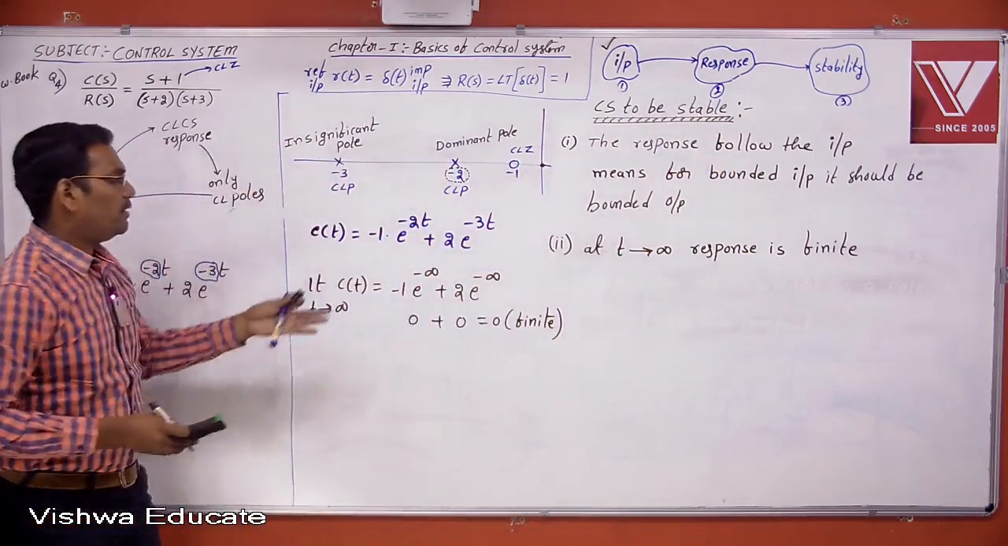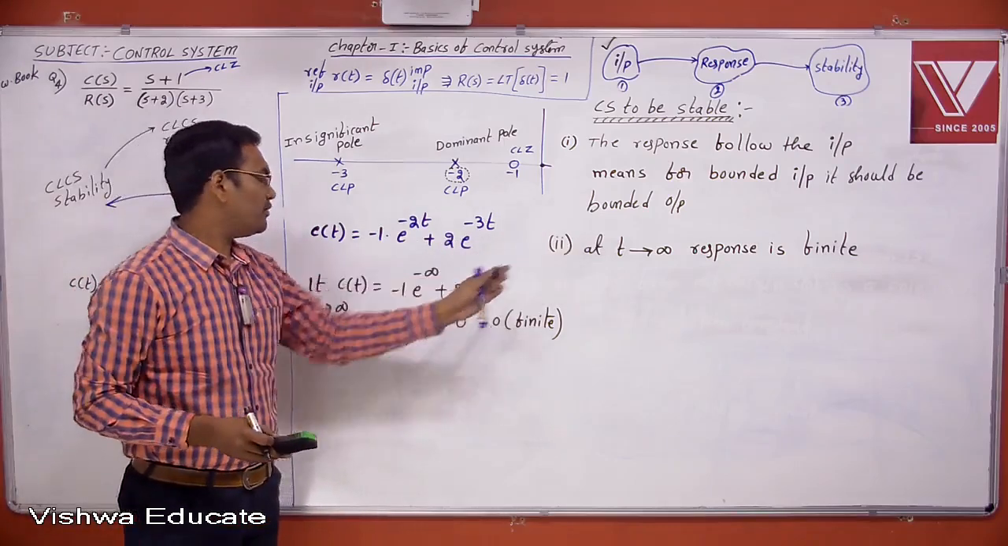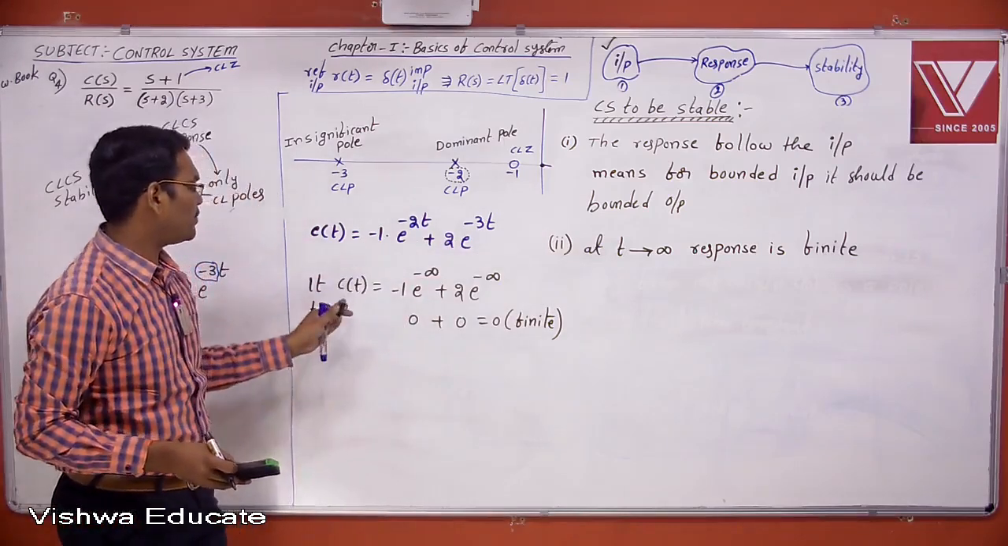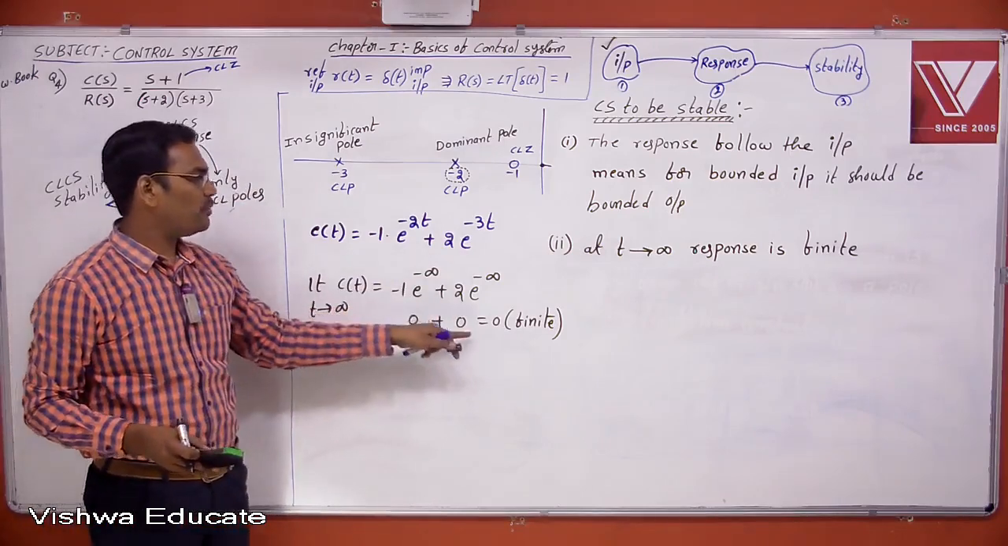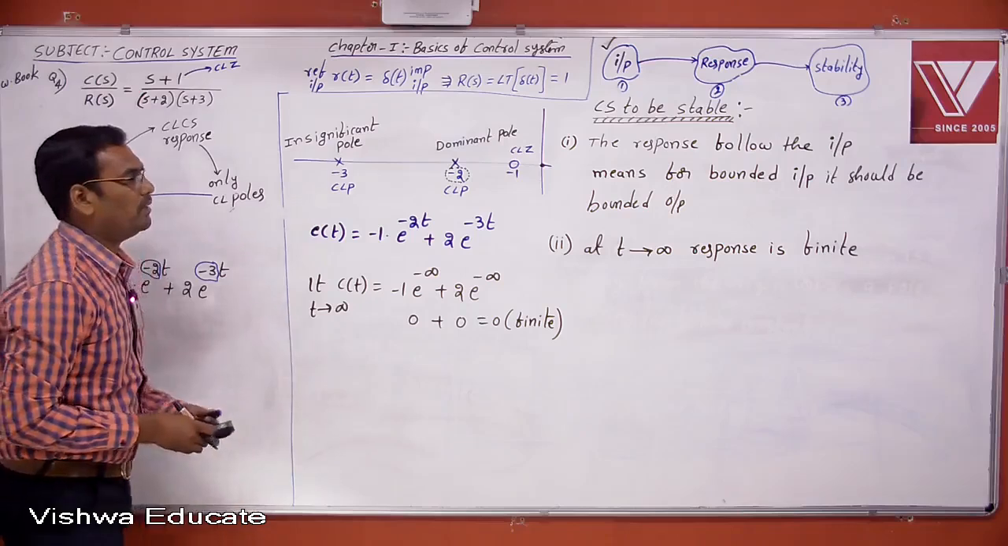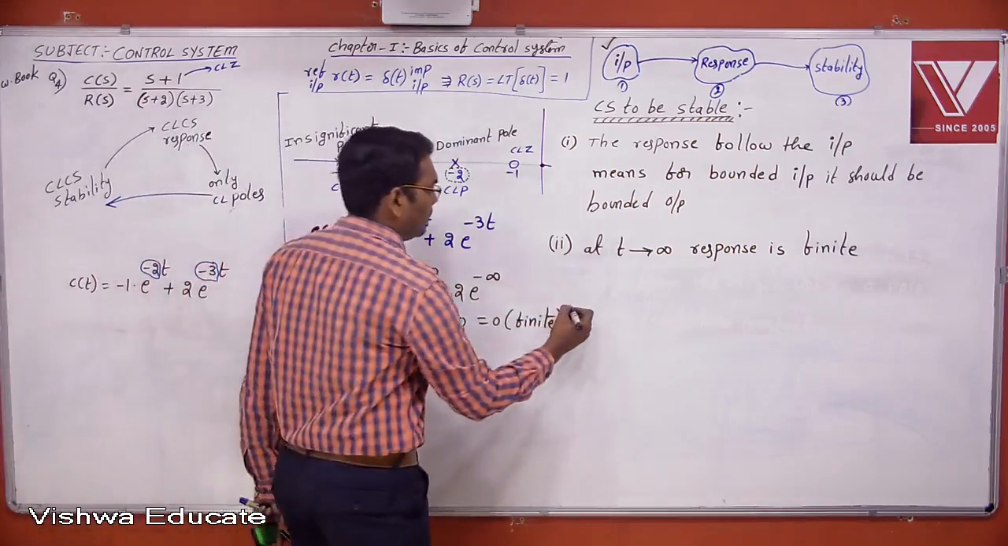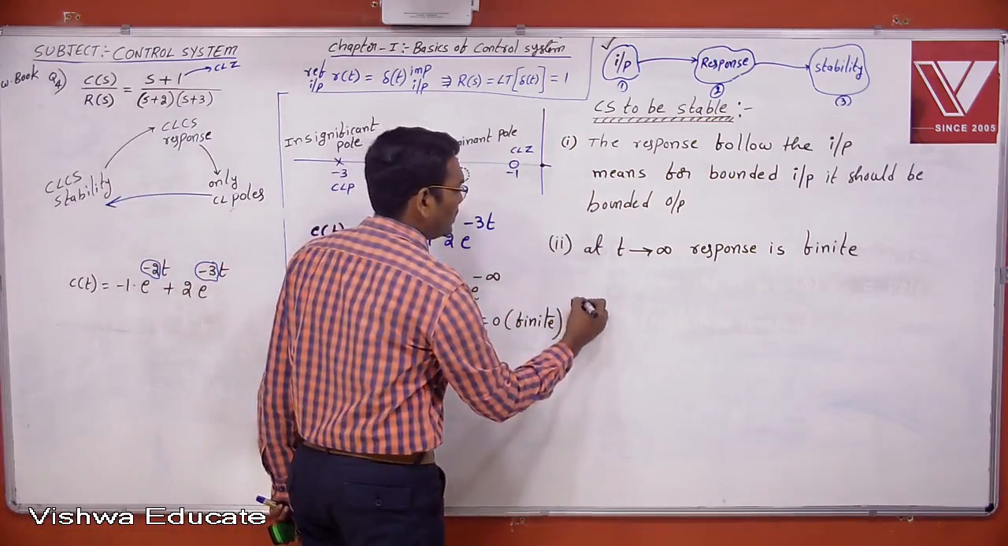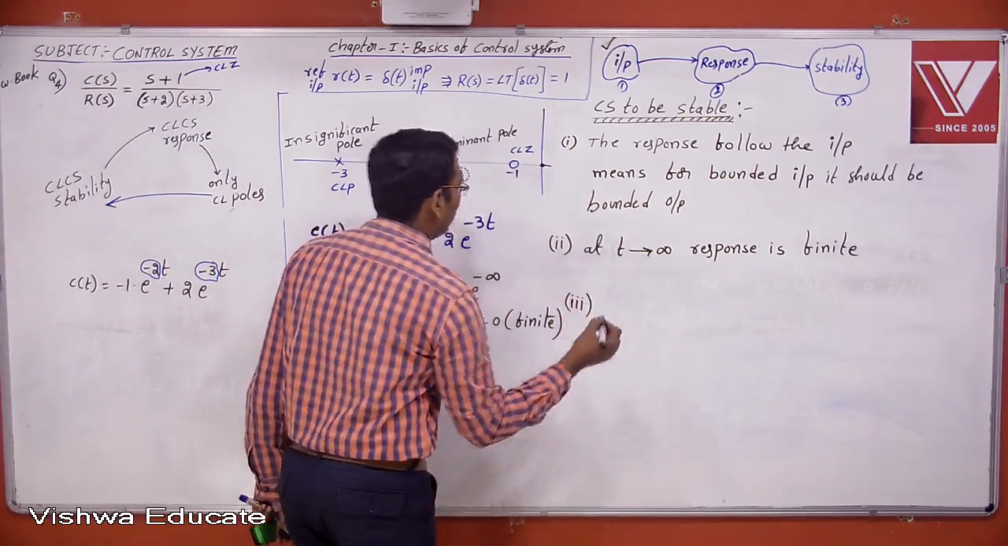That's why this is an easy method. At t tends to infinity, substitute in the response, and the response should be a finite value, then the control system is stable. And this is the second point. And the third point, which is a very easy point, we already finished.